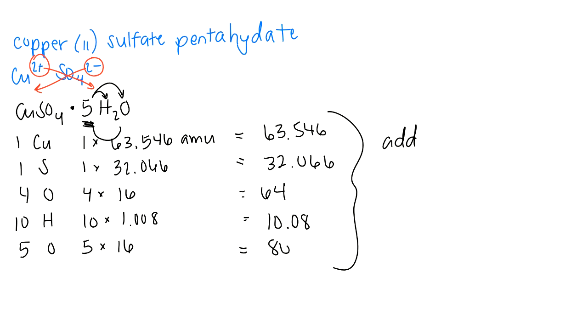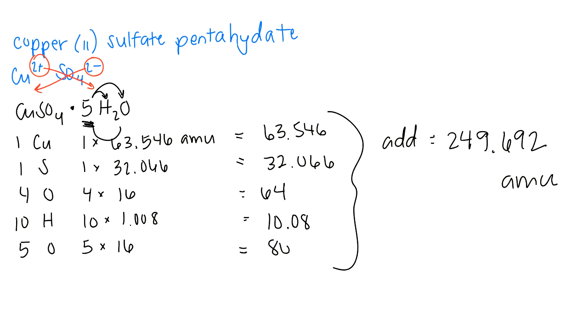So 63.546 plus 32.066 plus 64 plus 10.08 plus 80. And the formula weight that I get is 249.692 AMU. Now, if you're using a different periodic table than me, your decimal places might be a little bit different, but you should still have at least 249.6. That should be the same.